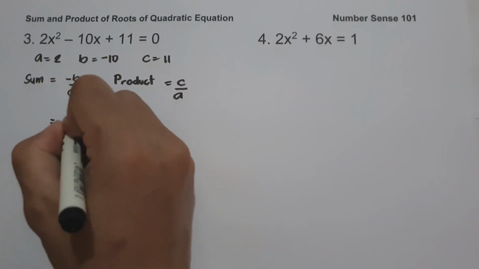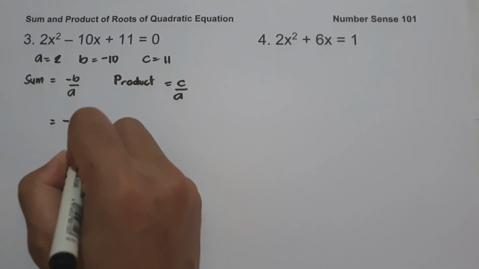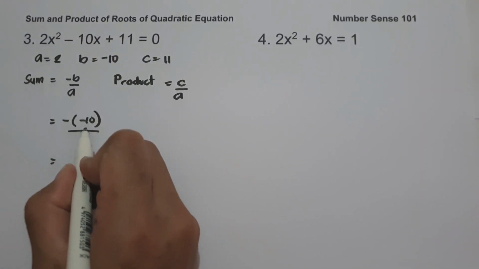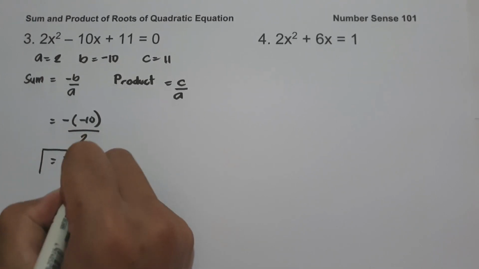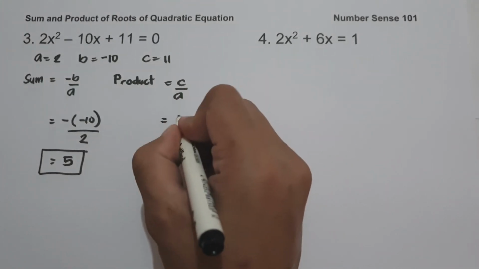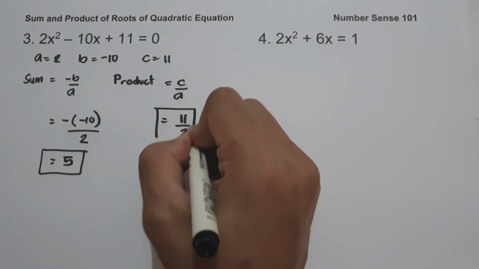So let us have negative, and the value of b is negative 10 divided by a, that is 2. So negative multiplied by negative 10 is positive 10, divided by 2 is 5. And this will be the sum of the roots. And for the product of the roots, we have c, that is 11, divided by a, that is 2, and this will be our answer.